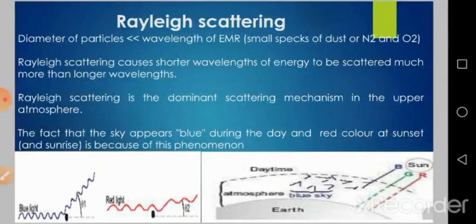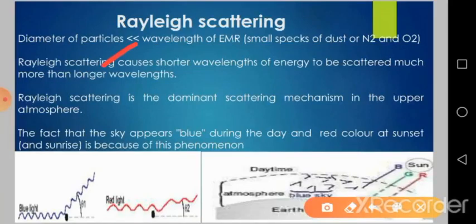Now the Rayleigh scattering. Rayleigh scattering occurs when the diameter of the particles is relatively smaller than the wavelength of the incident electromagnetic radiation. So small specks of dust, that means small particles or accumulations of dust or nitrogen and oxygen, are responsible for this Rayleigh scattering. So this is very much important. Rayleigh scattering causes shorter wavelengths of the energy to be scattered much more than the longer wavelengths.